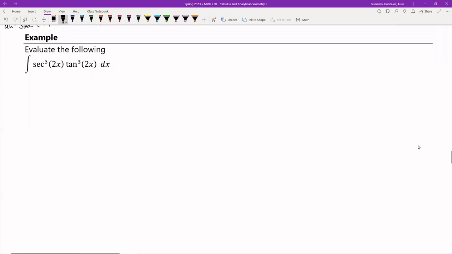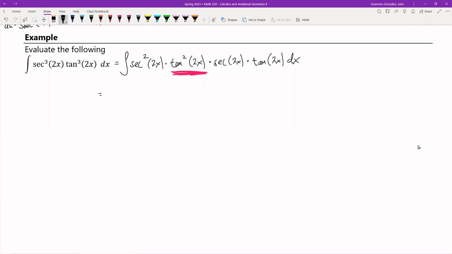I'm going to grab one of my secants and one of my tangents and separate those two away. So this is now the integral of secant squared 2x times tangent squared 2x times secant of 2x times tangent of 2x dx. All I did was grab a secant and a tangent from each one of these and separate them away. Nothing special. Now for tangent squared, I'm going to use an identity on that one. So it's going to be the integral of secant squared 2x.